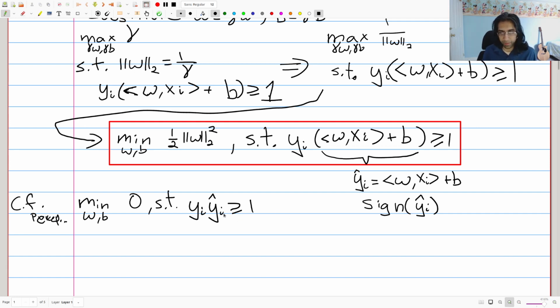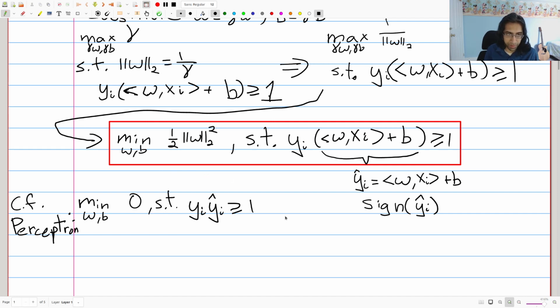So let me just try to write this a little bit cleaner, since someone might be trying to read this. So compare with the perceptron. Then this is the optimization problem that we're trying to solve. So just compare the perceptron with the hard margin SVM solution.